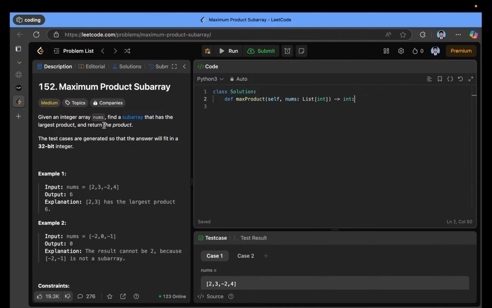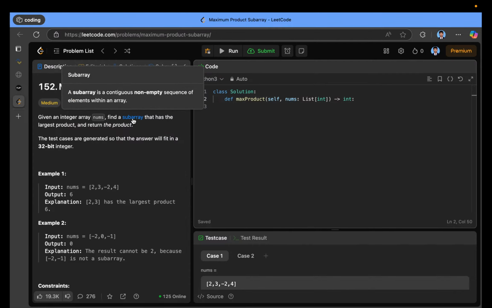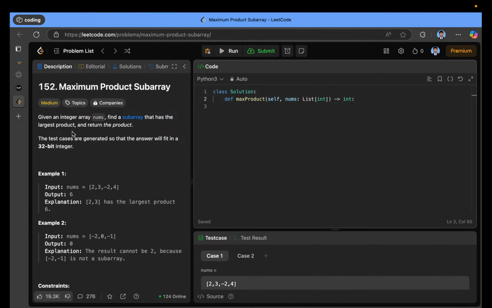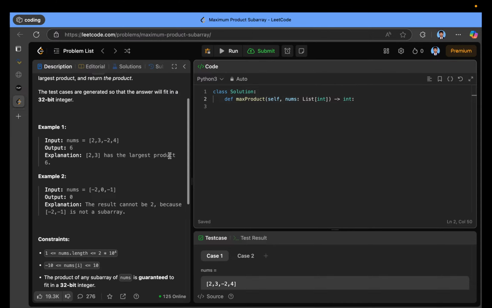Given an integer array nums, find a subarray that has the largest product and return the product. Subarray is a continuous non-empty subsequence. Okay, that has the largest product, and return the product. I have to tell the largest product. The test cases are generated so that the answer will fit in a 32-bit integer.